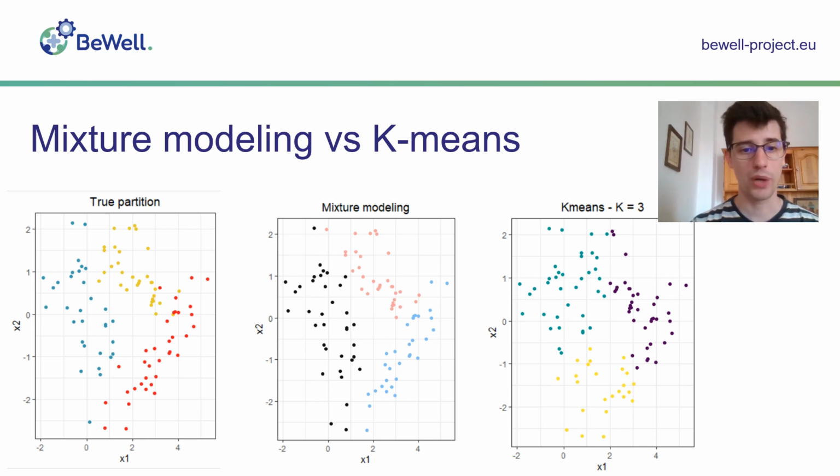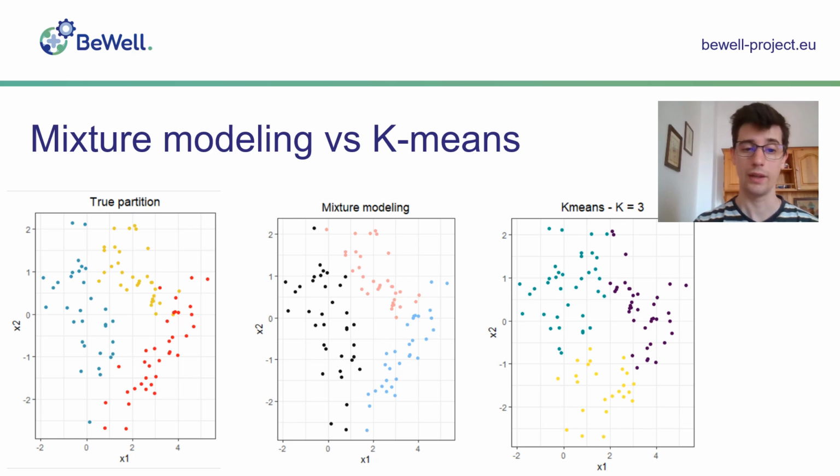We conclude with a practical example to compare mixture modeling and k-means. The leftmost panel shows some synthetic data which have been generated to represent three different clusters having elliptic shapes. The middle panel shows the final partition obtained using mixture modeling, setting k equal to 3. Cluster analysis is almost perfect. Clusters are almost perfectly identified. In particular, the elliptic shape of the clusters is recovered.